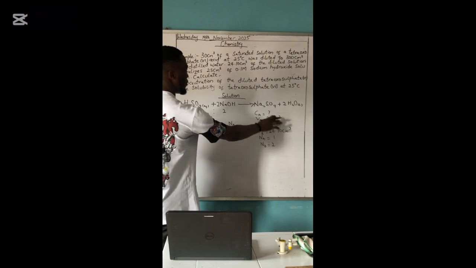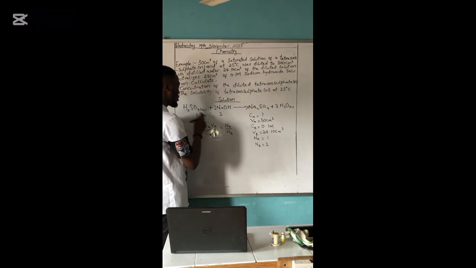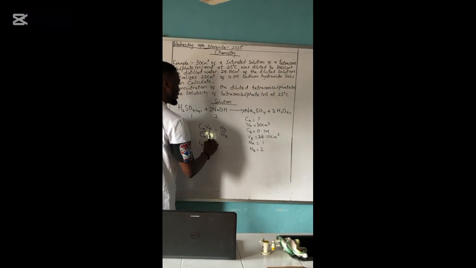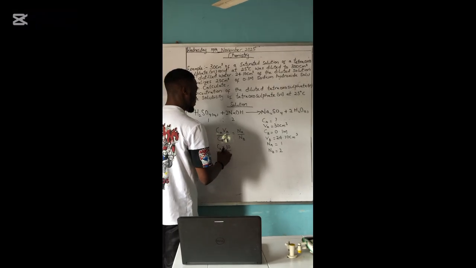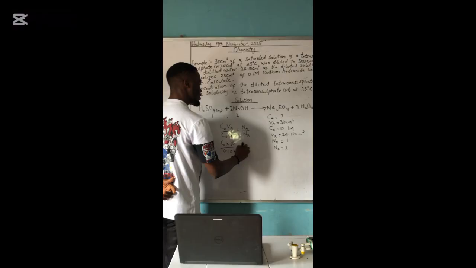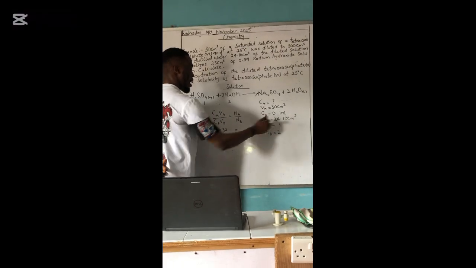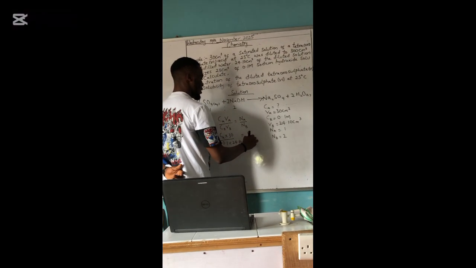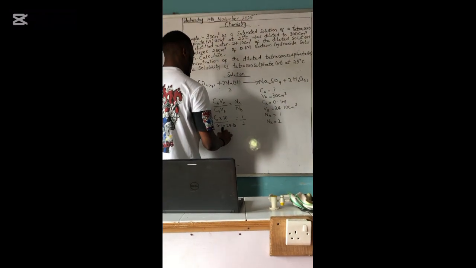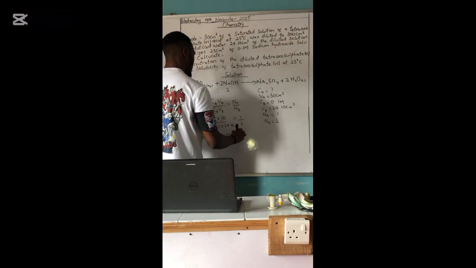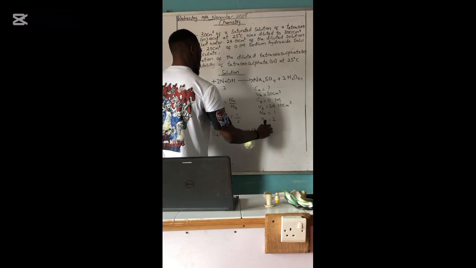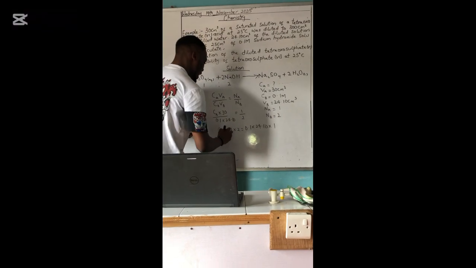Now let's input everything we have into our formula. We have CA, which is unknown, so we leave it as CA, multiplied by VA, which is 30, over CB, which is 0.1, multiplied by VB, which is 24.10, equals NA over NB, which is 1/2. So let's cross-multiply. CA multiplied by 30 multiplied by 2 equals 0.1 multiplied by 24.10 multiplied by 1.